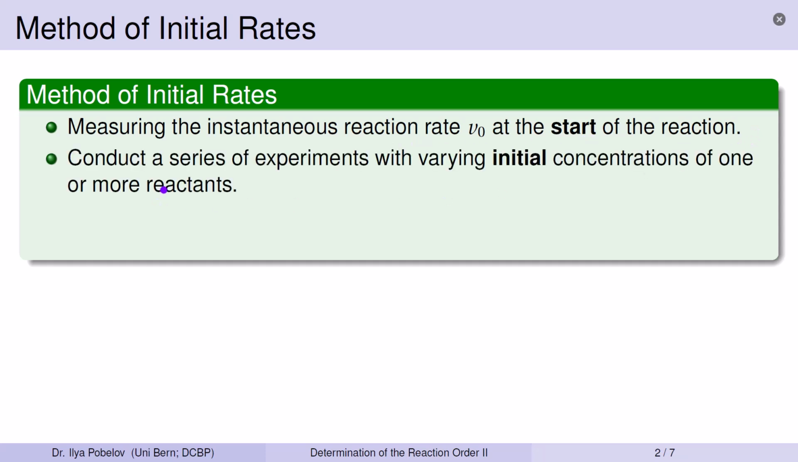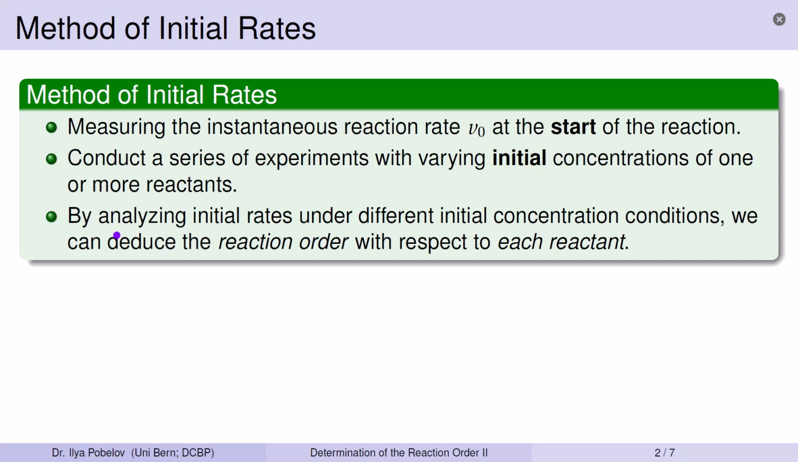To effectively utilize this method, we conduct a series of experiments, each with varying initial concentrations of one or more reactants. By analyzing these initial rates under different initial concentration conditions, we can deduce the reaction order with respect to each reactant. Suppose we are analyzing the reaction orders in a chemical reaction of two reactants A and B.